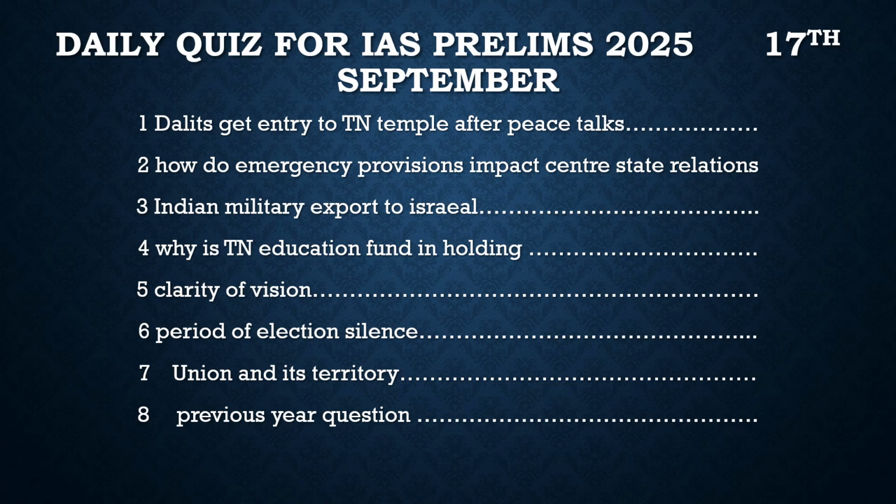We had abolished everything which impacts the lower caste, which impacts women, which impacts children. We had abolished everything with respect to that, but unfortunately in practical terms we are still following the old practices. So this topic was with respect to the Tamil Nadu temple, as there had been peace talks and now Dalits can enter the Tamil Nadu temple. With respect to this, we will solve a prelims based question in the next slide.